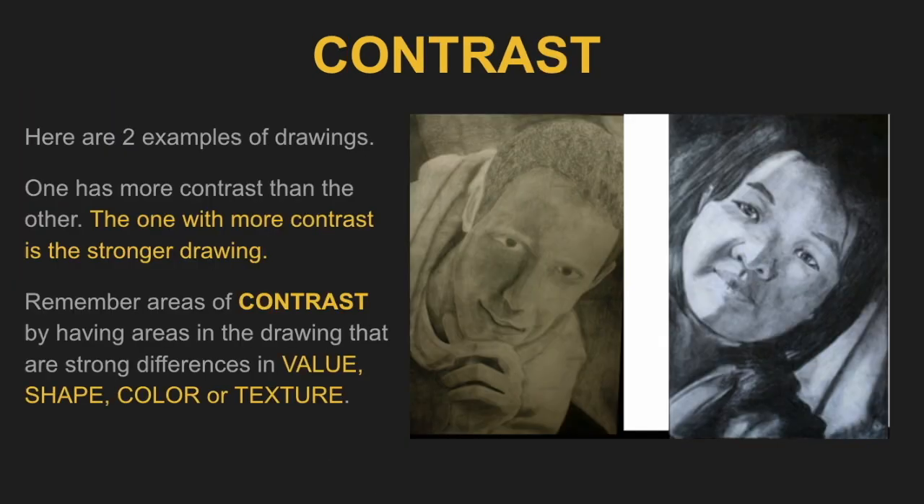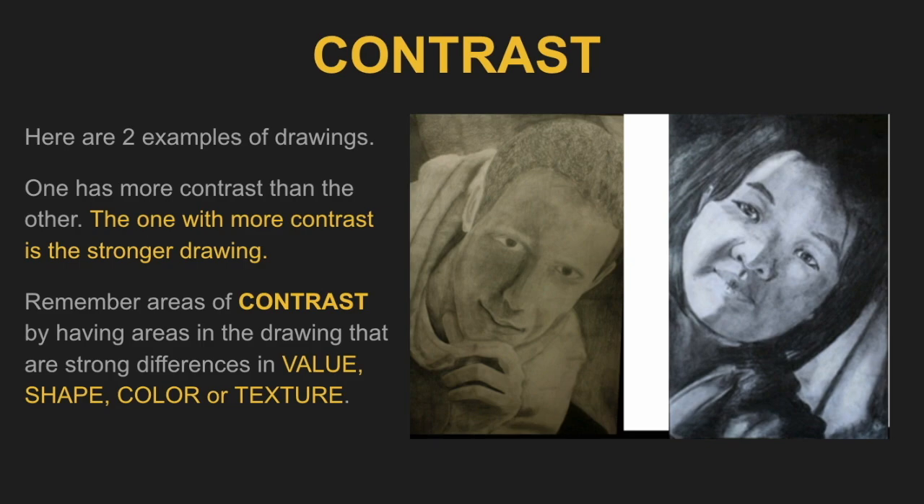Another thing that we need to talk about is using contrast. As you can see here, these are 2 examples of drawings that used value to create the portraits that you see. However, the one on the right is much easier to see because there's enough contrast between different parts of the face and hair to really see a lot more of the face.